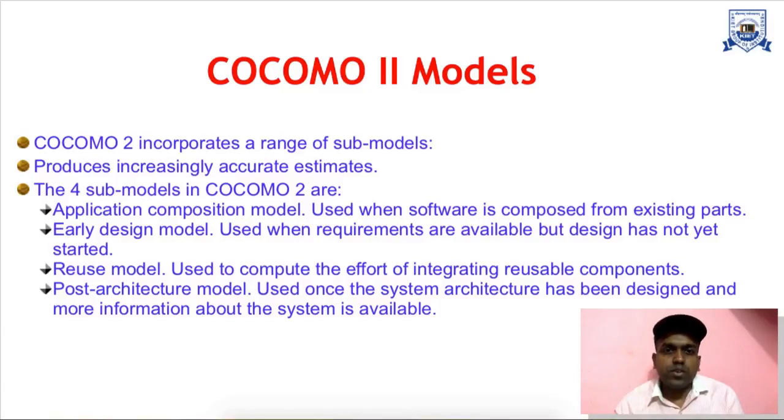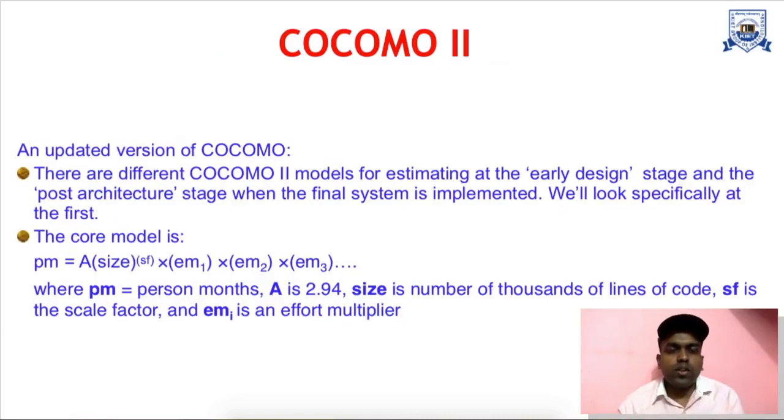It is used once the system architecture has been designed and more information about the system is available. So if the design is ready and available, and we have more information about the system, then we can go for this post architecture model. So these are the four sub models.